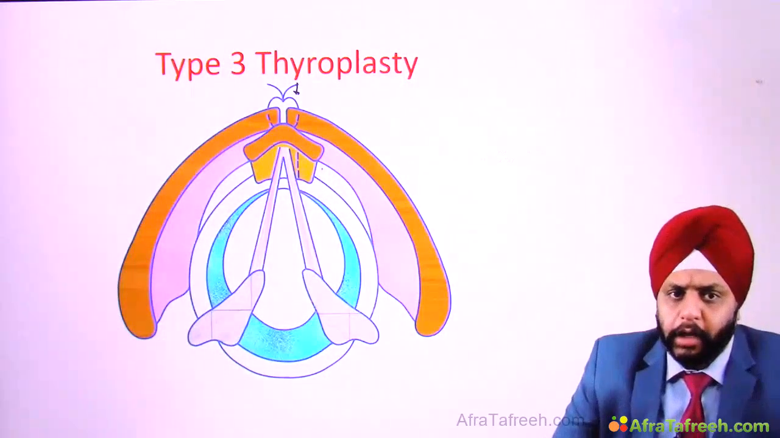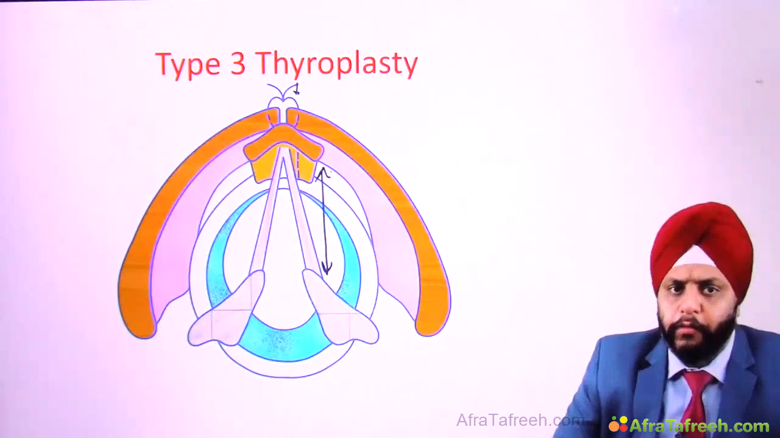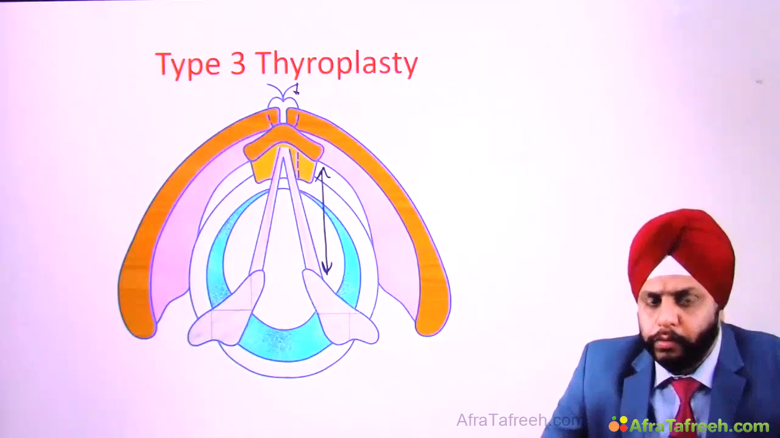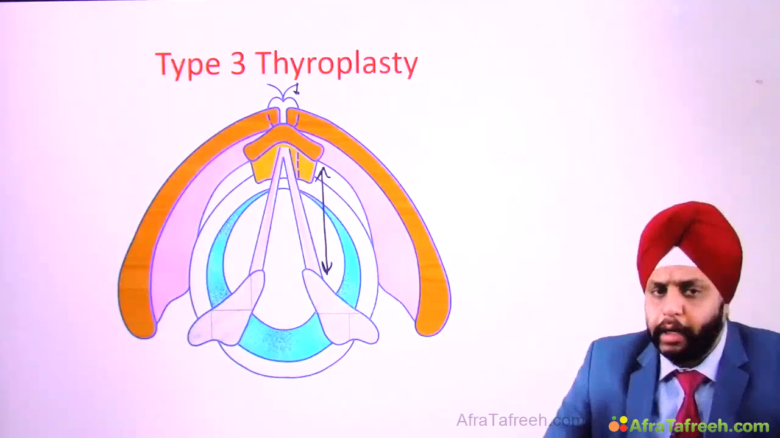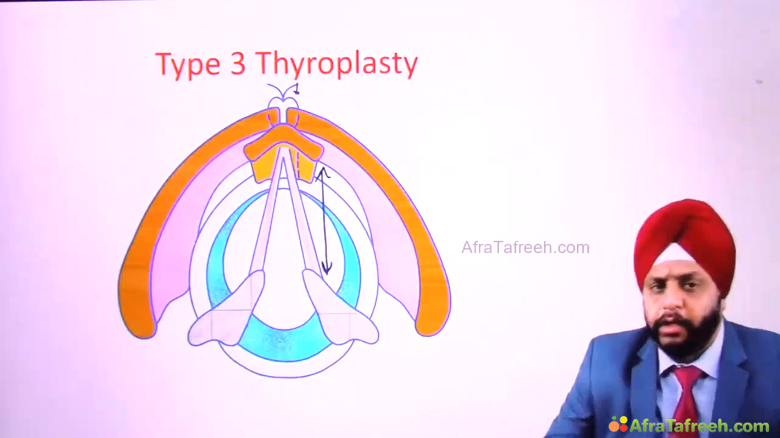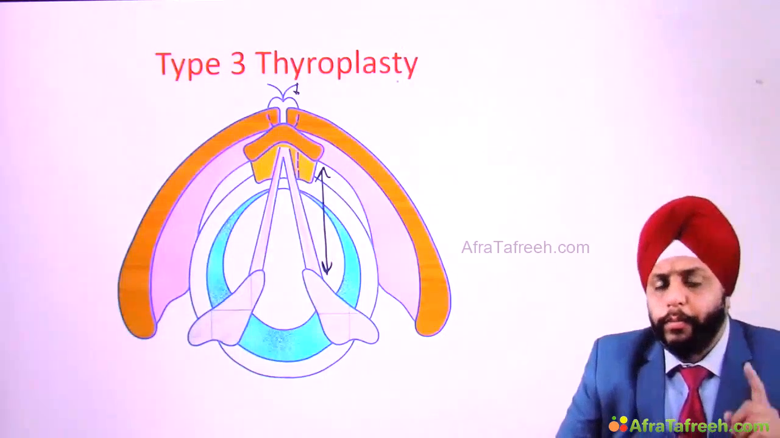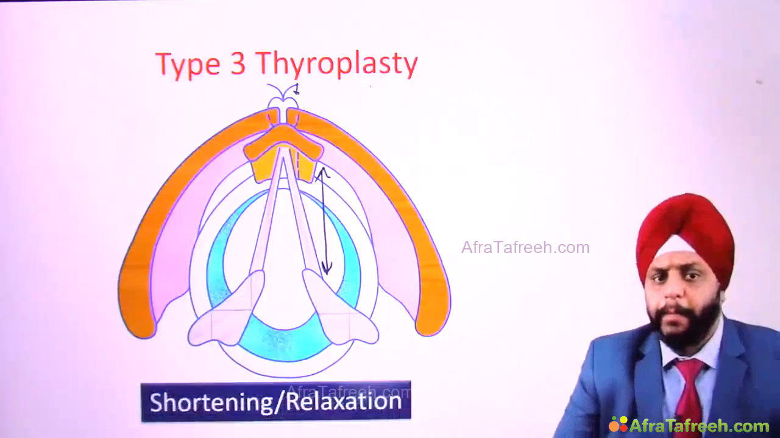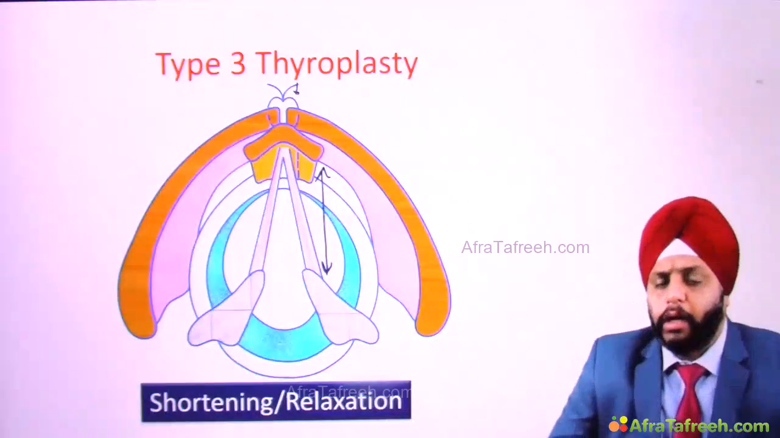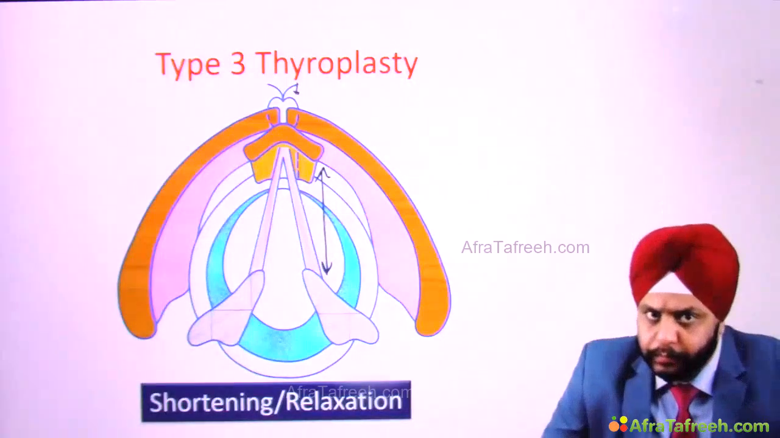What happens? The anterior posterior diameter of the vocal folds decreases and the pitch therefore goes down. The vocal folds relax and the pitch goes down. This is your type 3 thyroplasty. It is done for puberphonia. You can also call it shortening thyroplasty or relaxation laryngoplasty.